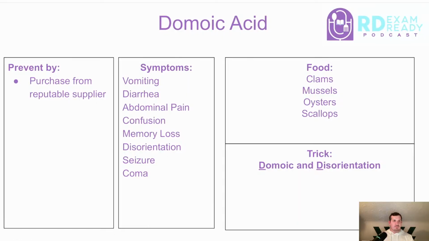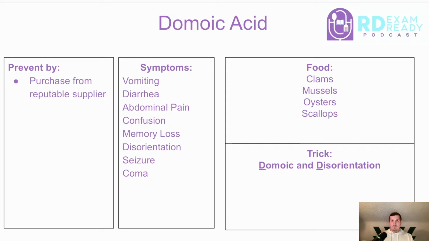Domoic acid. This is once again one we need to purchase from a reputable supplier. That's how we go about it. You can't smell it, you can't taste it, you can't destroy it. Got to get it from a reputable supplier. The symptoms of it are going to be vomiting, diarrhea, abdominal pain, confusion, memory loss, disorientation, seizure, and a coma possibly.